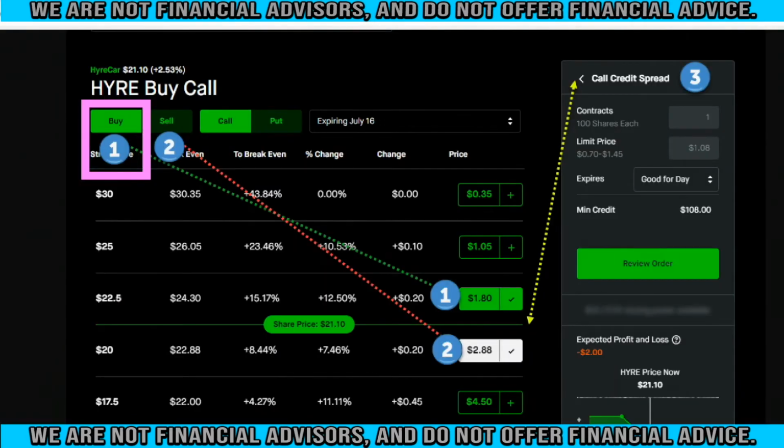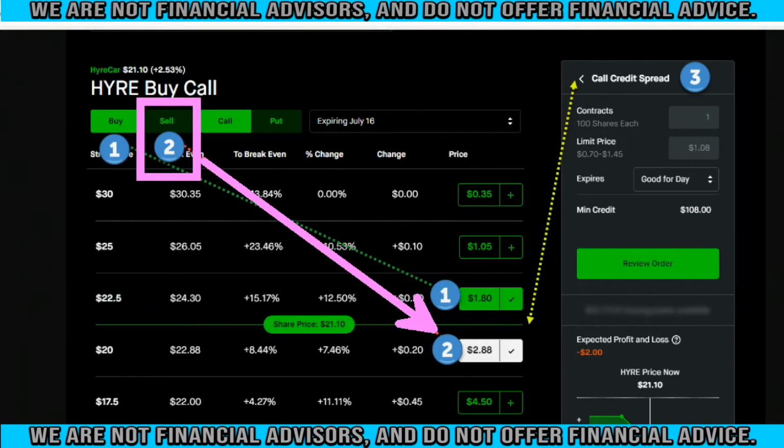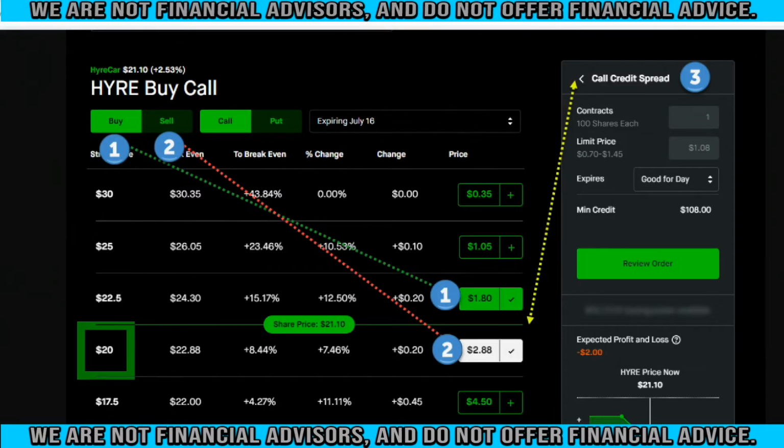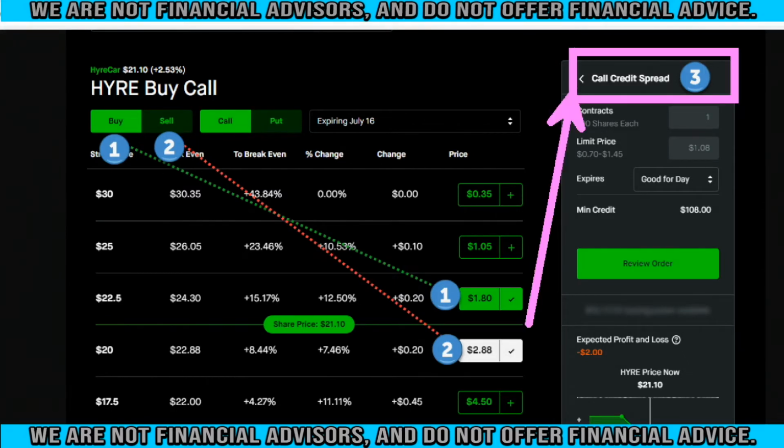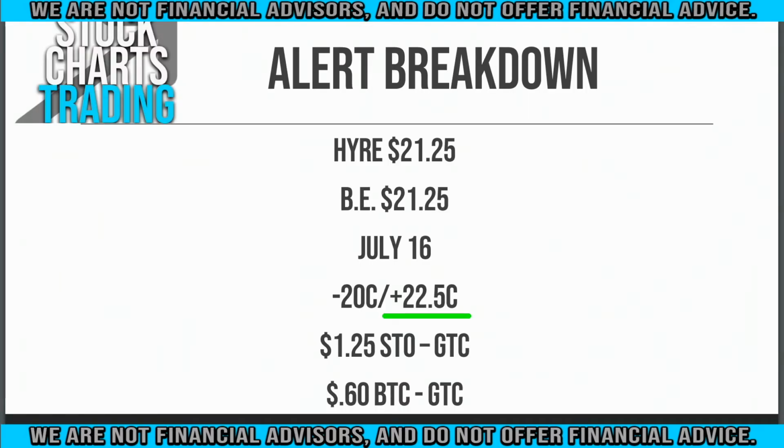So here's the Robinhood setup. Step 1, buy the protection, which is $22.50. Step 2 is sell, that's why the line's red, the $20 strike price. And that will give you a call credit spread. First was buy, and that's why we have the plus sign there, $22.50. C stands for calls. Then the second is sell, the $20 calls. With that setup, the break even should be about $21.25.